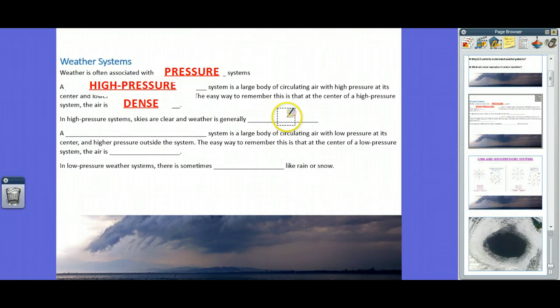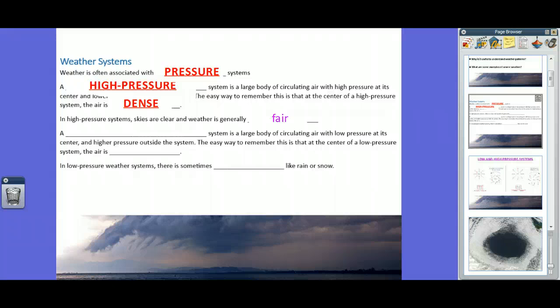In high pressure systems, skies are generally clear, and the weather is generally pleasant, fair conditions. You might have a couple of clouds here and there, but not a lot of them. So especially in the United States in the wintertime, once a snowstorm blows through and you have sunshine and clear skies or some cirrus clouds way up there, that's a result of a high pressure system, and so skies are really nice.